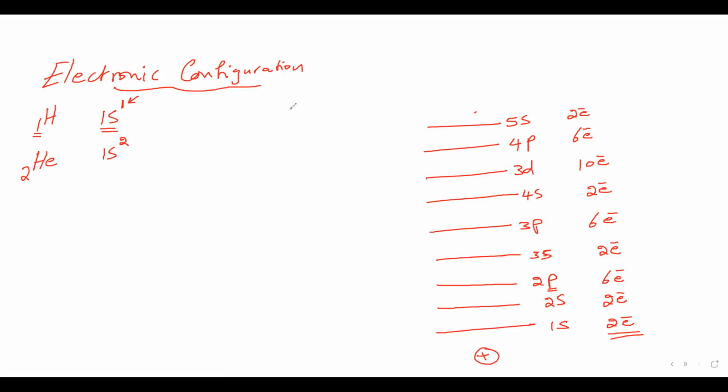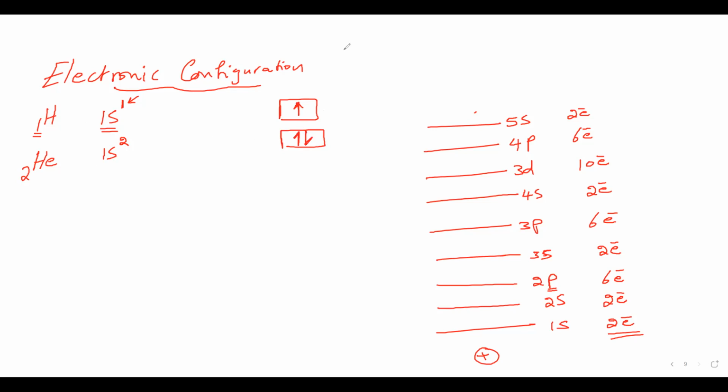So if I draw this in boxes, this electronic configuration, we call this electronic configuration. If I draw it in boxes, I have an electron here in the 1s for hydrogen. For helium, I have 2 electrons. We are going to draw them with 2 arrows. Of course, I'm going to tell you what the arrows mean.